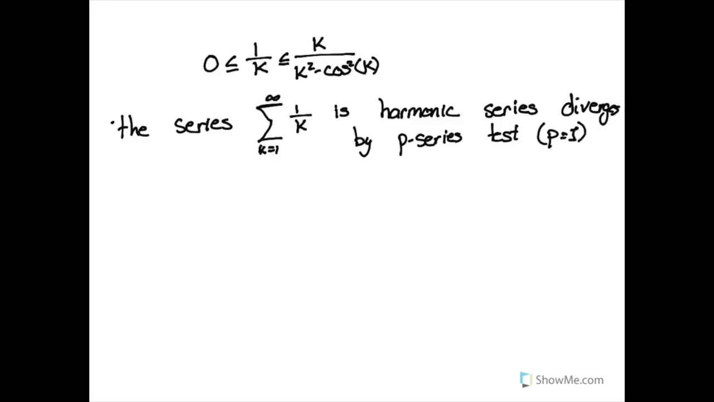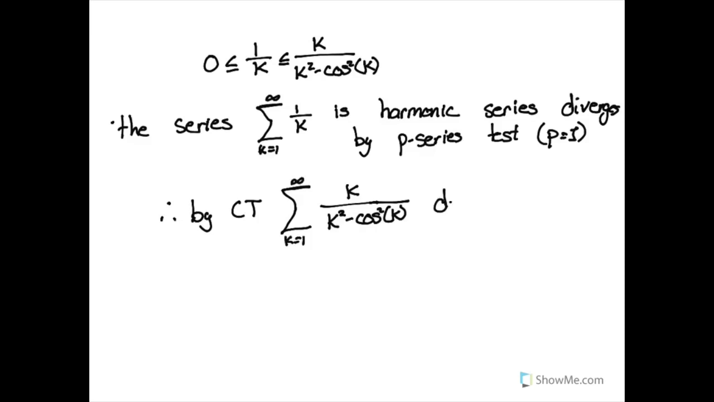So this implies that by the contrapositive statement of the comparison test, or you can just state by the comparison test, therefore by comparison test, since the smaller series diverges, the original series we started with, which is k over k squared minus cos squared k, also diverges.